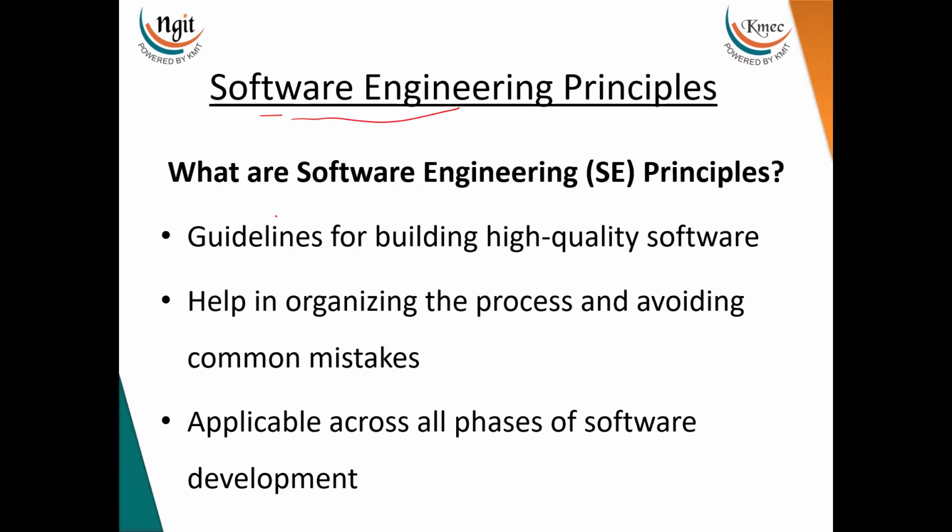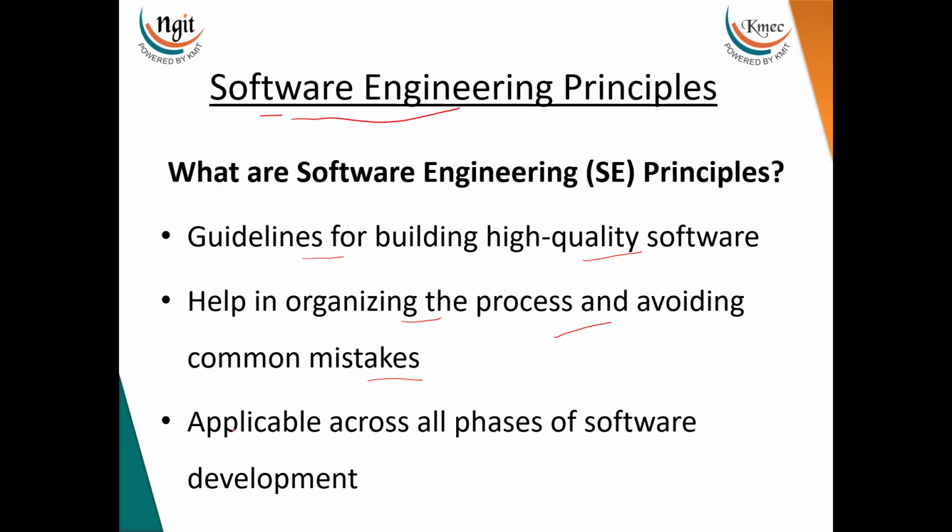So now you can see here, what are the software engineering principles? First one, guidelines for building high quality software. So we get the guidelines of how to do this particular task. Those are the guidelines which will be given by our software engineering principles. Next, it helps in organizing the process and avoiding common mistakes. There are common mistakes which everyone will most probably make while executing a software project. So in order to execute it in an effective manner, these principles help us.